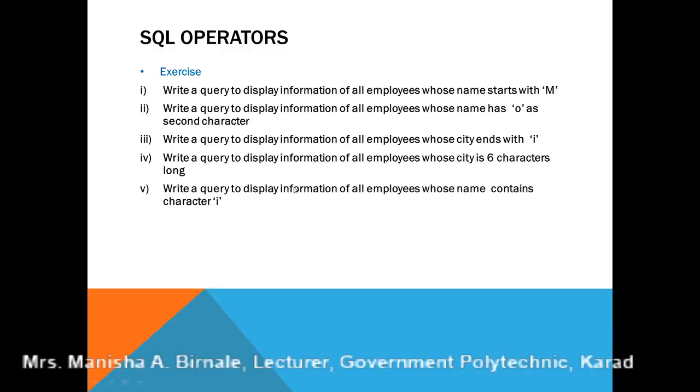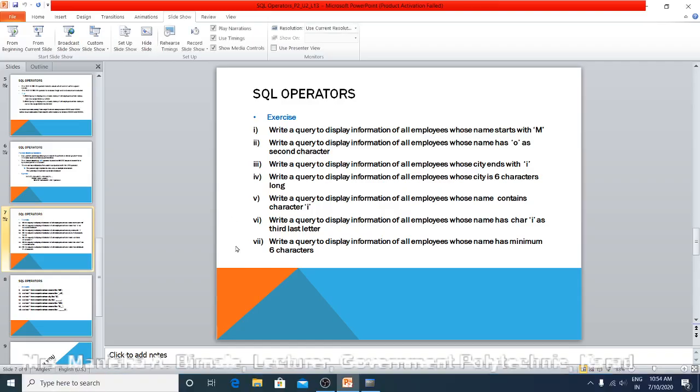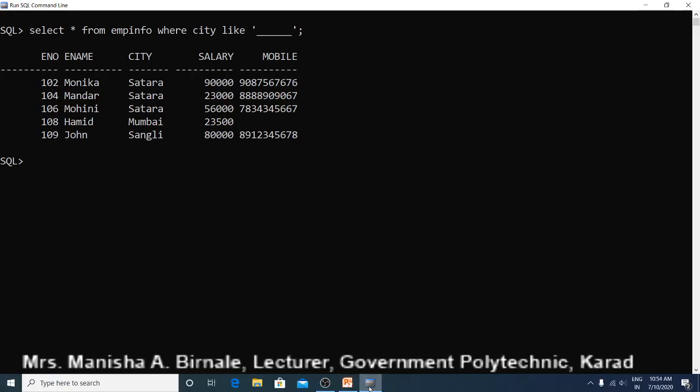Then write a query to display information of all employees whose name contains character I. So character I may be present at any location, first, second, third, fourth, at any location there may be character I. So you have to write a query for displaying information of all employees whose name contains character I at any location. So let us see.